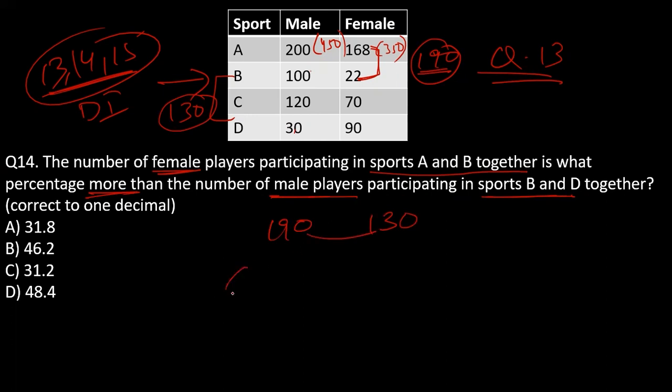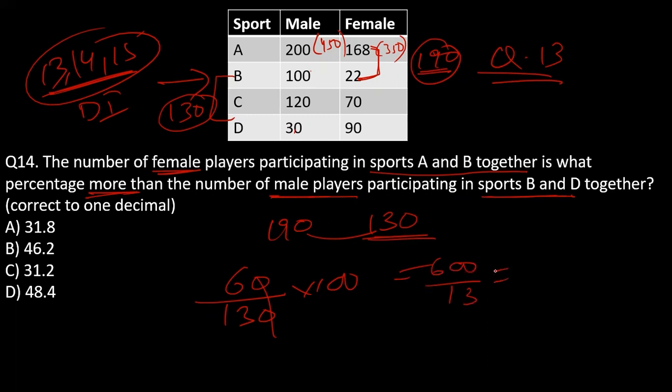190 is more than 130 by 60. And since we are comparing that with 130, in the denominator it should be 130. On simplifying, we'll get 600 by 13. 13 4s are 52, 8 remainder. 13 6s are 78, 2 remainder, so 46.1 approximately. So the closest option is option B.